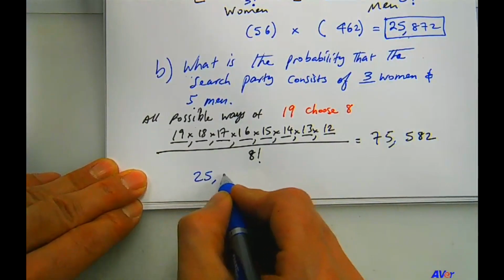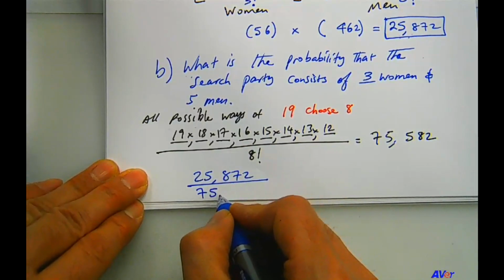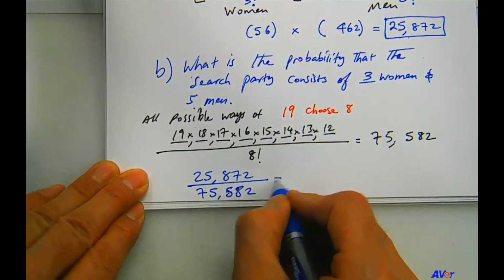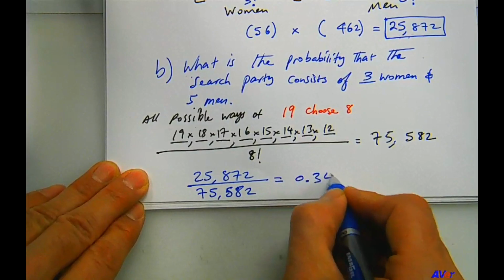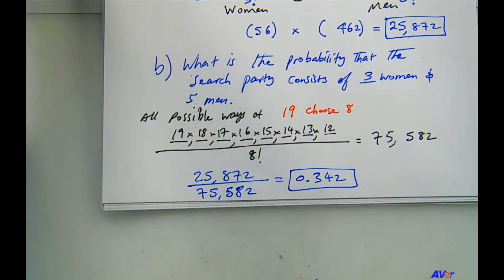Once you have that, then you can divide that one by this number. So 25,872 divided by 75,582, and we get 0.342, which is the probability rounded to 3 decimal places. Okay, so let's do one more example, and then we can wrap up this section.